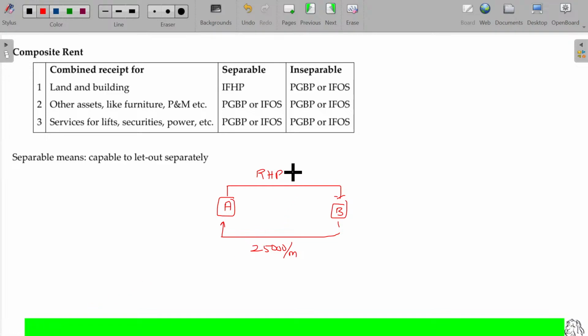So now what happens? The residential house property along with the furniture is also given to B. 25,000 for the residential house property, and for furniture another 10,000 is offered on a per month basis. Clear? In this case, A's intention is to let out only the residential house property. Because of non-availability of a proper source of saving, he has let out this furniture also. It is not his regular income, regular job.